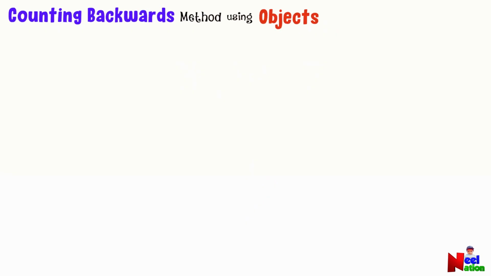Okay, let's do subtraction using the counting backwards method using objects. Let's find out what is 6 minus 4. In 6 and 4, what is the bigger number? 6. We have 6 balloons here.